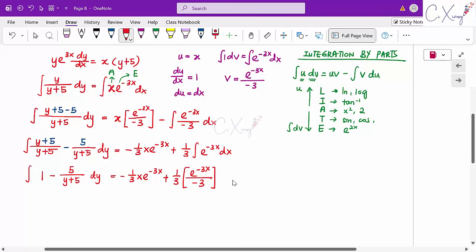Then for the right hand side, because everything has been completed for the integration, I just put a plus c here. Then let's continue further. We have done with our right hand side, but we haven't done with the left hand side yet. Integrate the 1, you'll be getting y. 5 is a constant, so I just copy it. Integrate 1 over y plus 5, you'll have ln of y plus 5, divided by the differentiation of y plus 5. Differentiate y, you get a 1, so divided by 1.